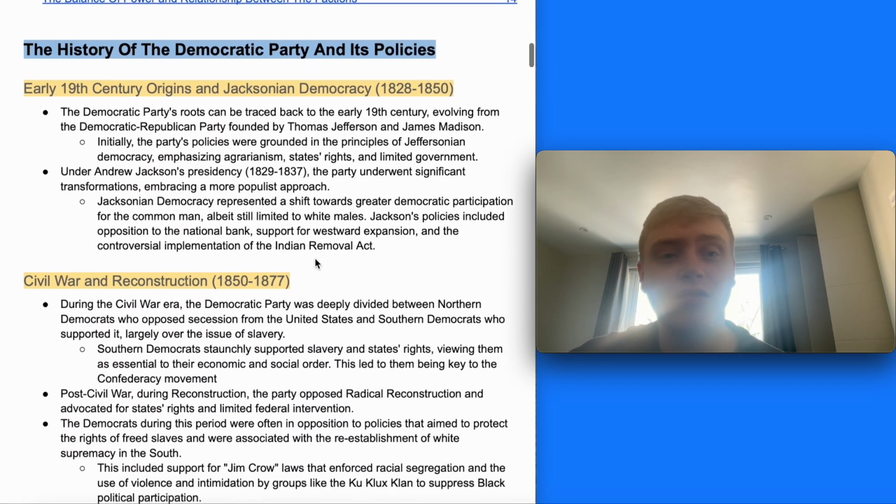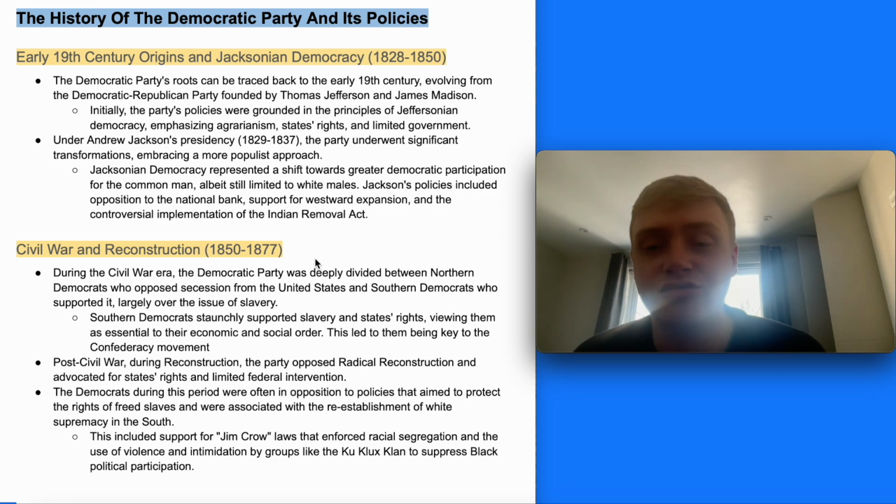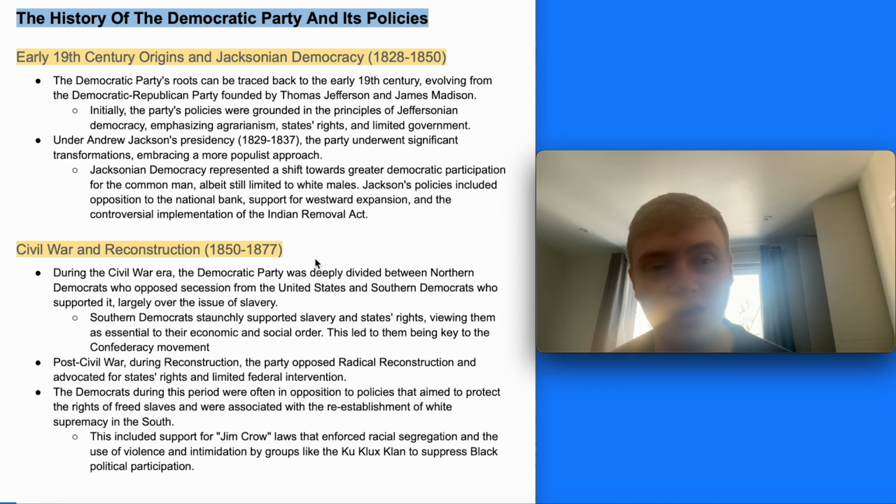Starting off then with the history of the Democratic Party and its policies. I'm first looking at the early 19th century origins of the party and Jacksonian democracy. This was in the early to mid 19th century. And the party's early roots can be traced back to the early 19th century, evolving from the Democratic Republican Party founded by Jefferson and James Madison.